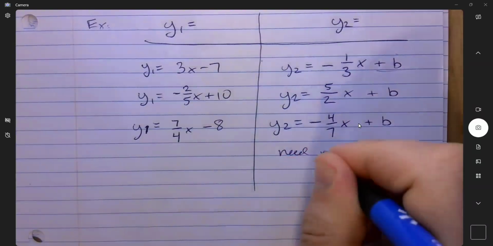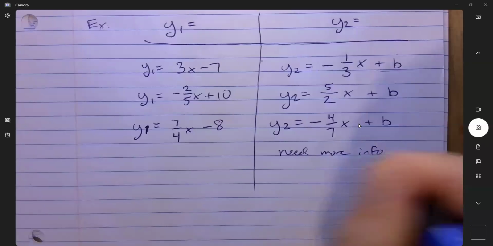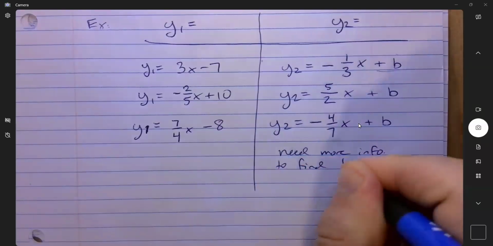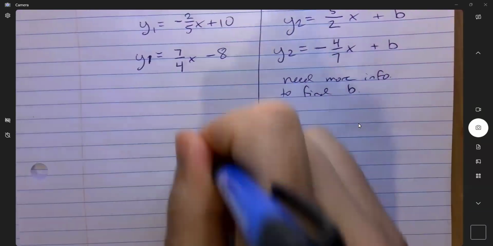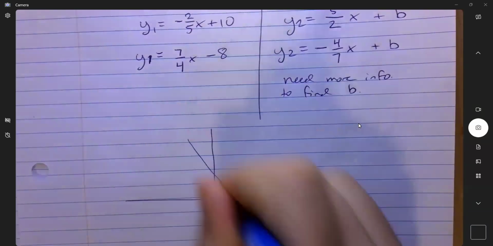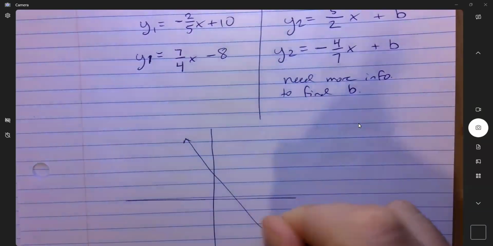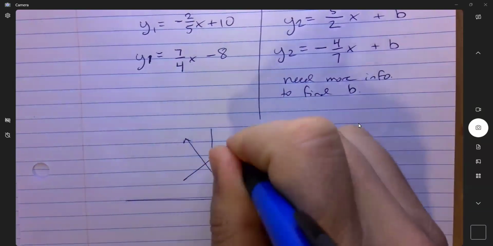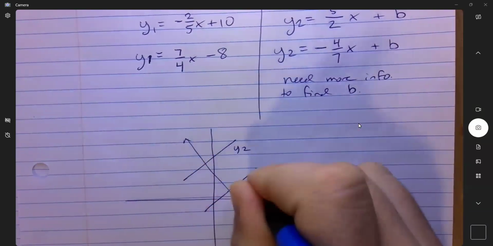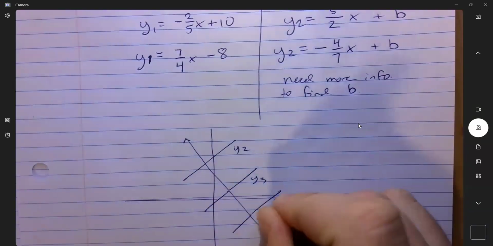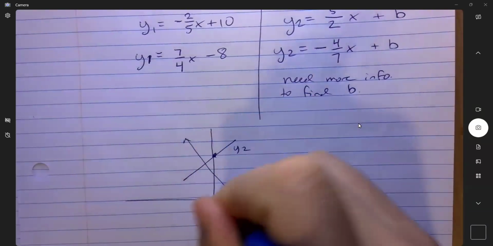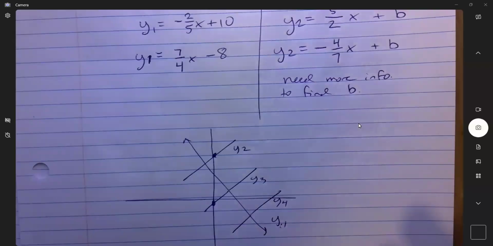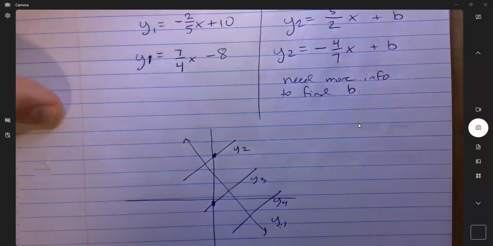Now you need more information to find b. And the reason for that is there's a line, y1. There are lots of perpendicular lines that all have an opposite reciprocal slope, but they have different y-intercepts. So you still need an additional point if you're going to find the whole formula.